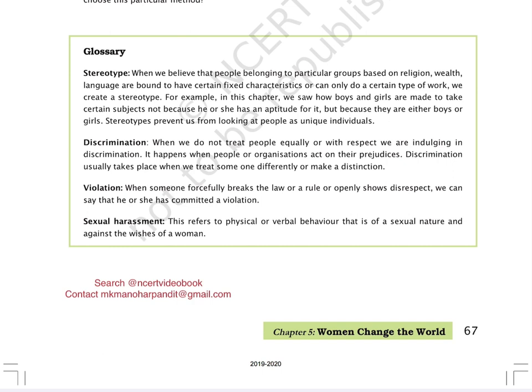Discrimination. When we do not treat people equally or with respect, we are indulging in discrimination. It happens when people or organizations act on their prejudices. Discrimination usually takes place when we treat someone differently or make a distinction. Violation. When someone forcefully breaks the law or a rule or openly shows disrespect, we can say that he or she has committed a violation.